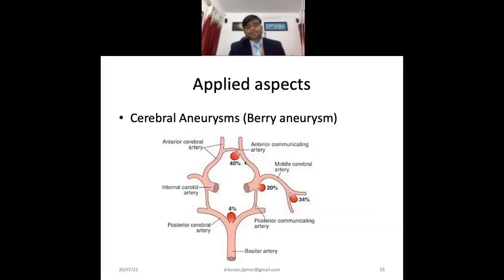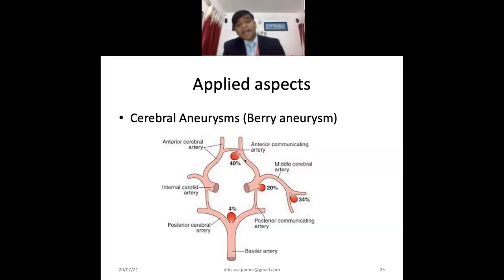So what I wanted to say is that this anterior communicating artery is the commonest site of the cerebral aneurysm. You can see over here, in 40% of cases you will find this aneurysm. So I repeat, usually you will find these aneurysms at the junction of two arteries. Over here you can appreciate the junction of the anterior communicating artery and the anterior cerebral artery. Because these blood vessels are present in the subarachnoid space, whenever there is a rupture of this cerebral aneurysm, it will lead to subarachnoid hemorrhage.